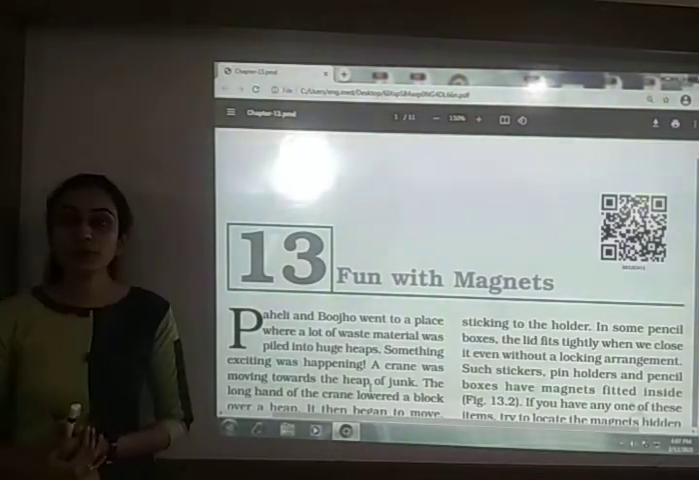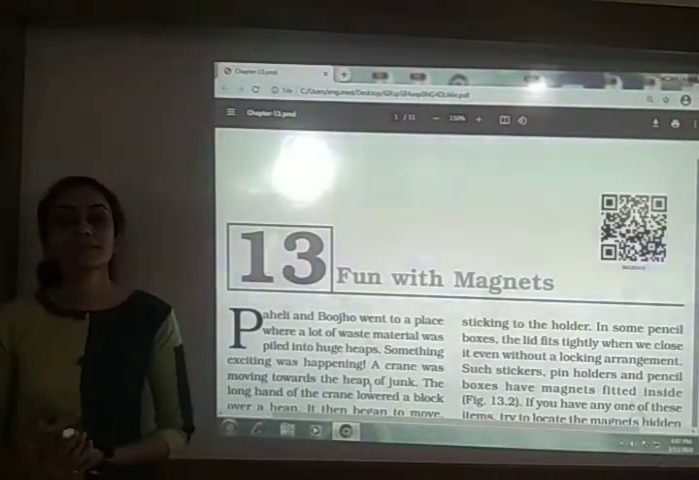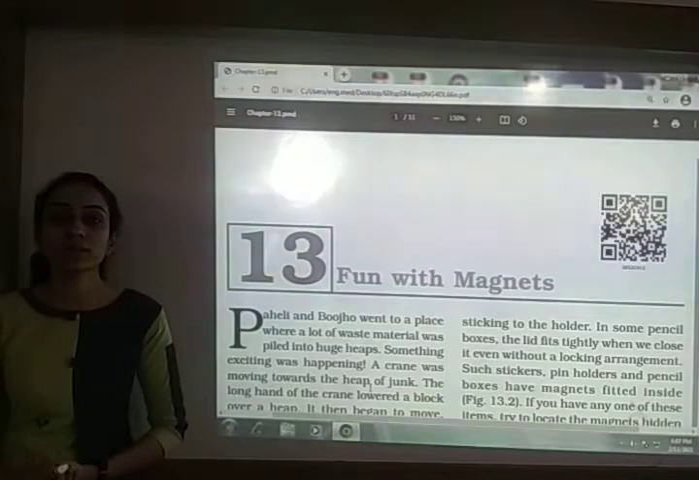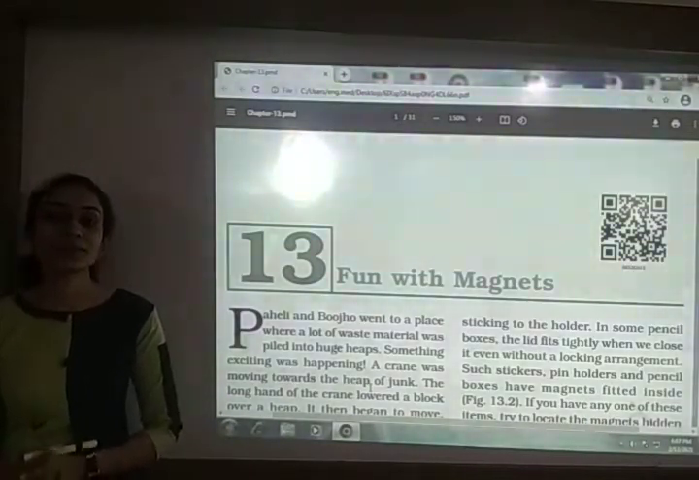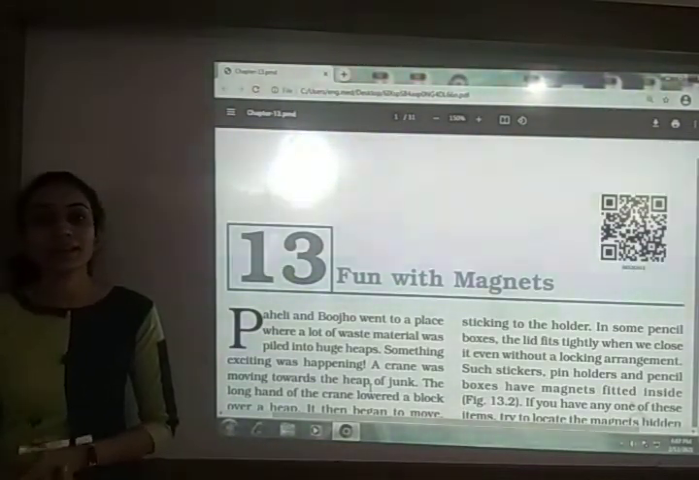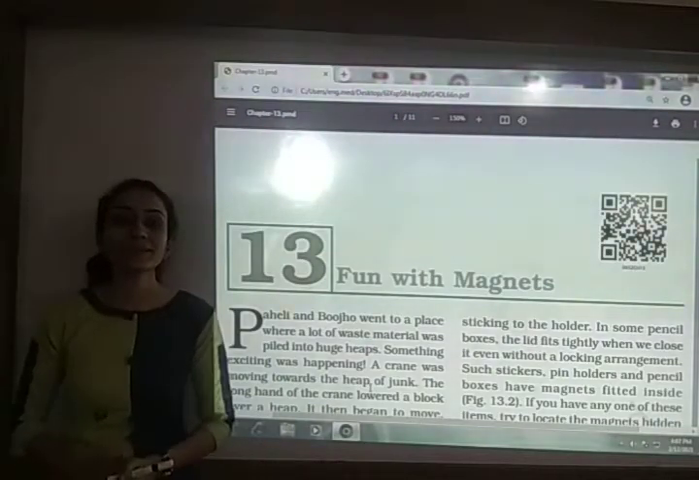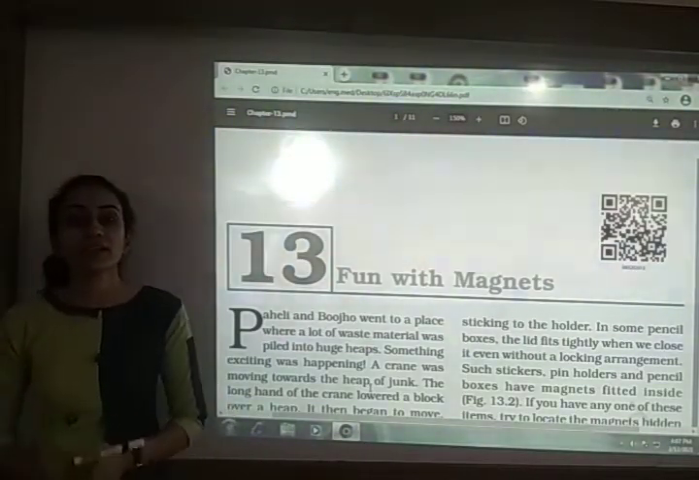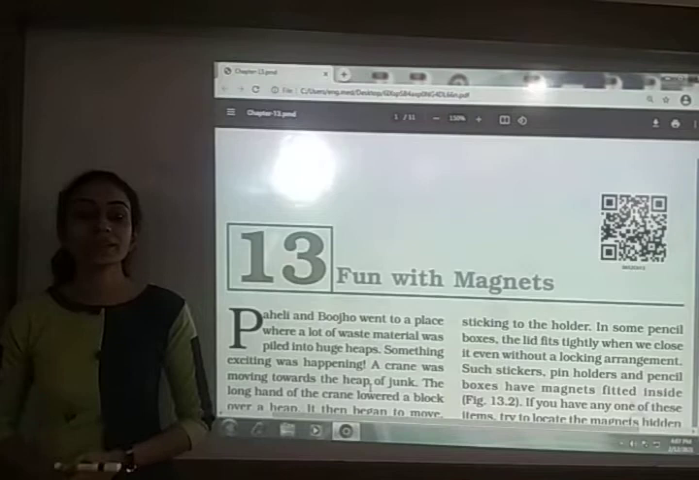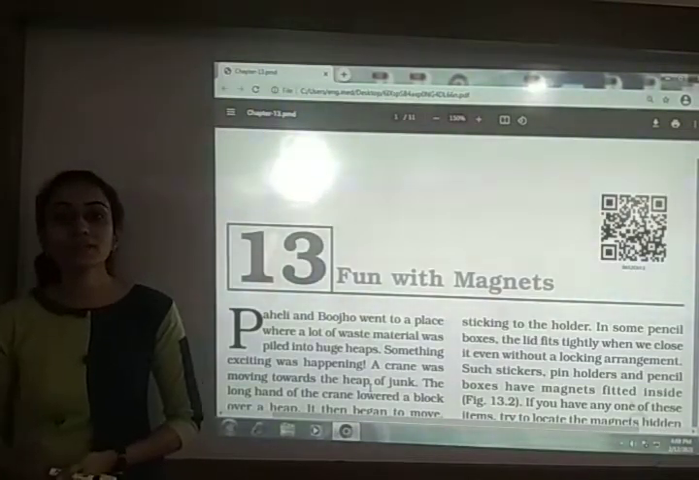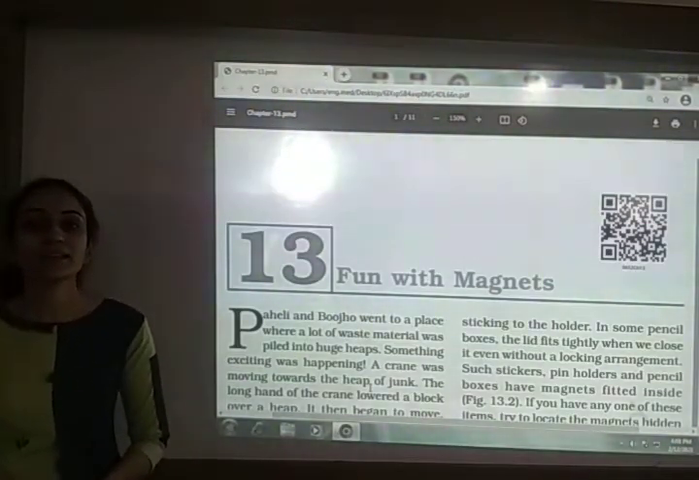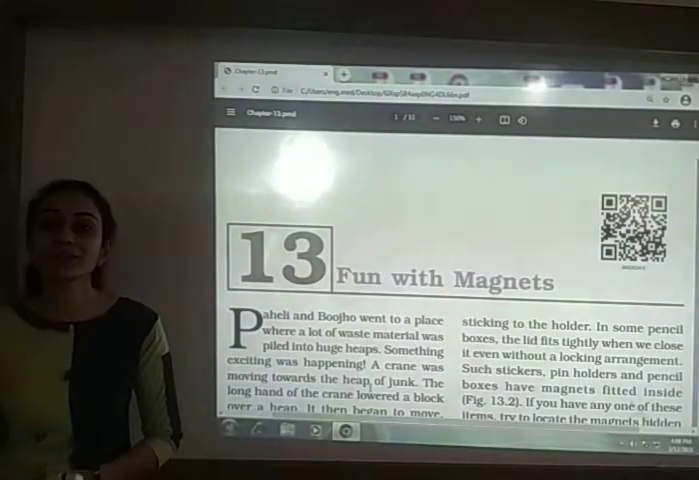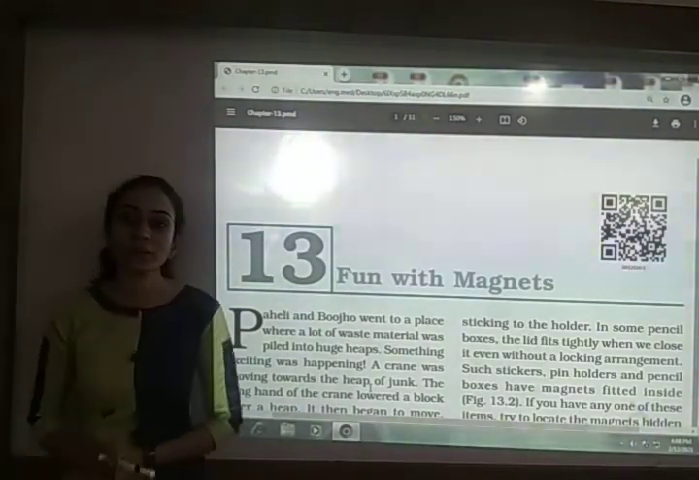In the previous video, in the starting, we had seen how the magnet was discovered. What is the story behind the discovery of the magnet? Then we had seen magnetic and non-magnetic materials. The materials which get attracted by the magnet are known as magnetic materials, like nickel, iron, cobalt. These are some examples of magnetic materials.